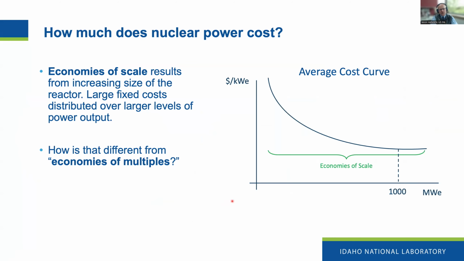So, the question of how much nuclear power costs is often the question associated with economics. What I would like to convey to you is that it might not be the question we should be asking. Instead, we should ask what cost behavior we should be thinking about when we look at nuclear power. The reason is the notion of economies of scale versus economies of multiples. Economies of scale means that the bigger the reactor, the lower the per unit cost.